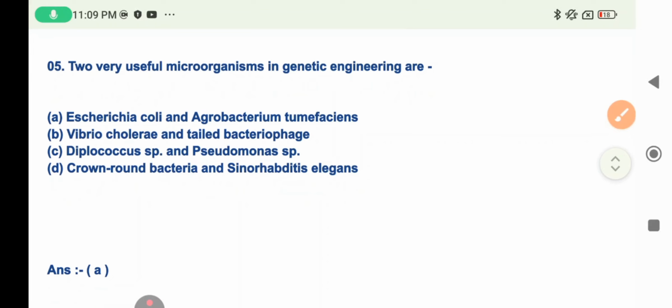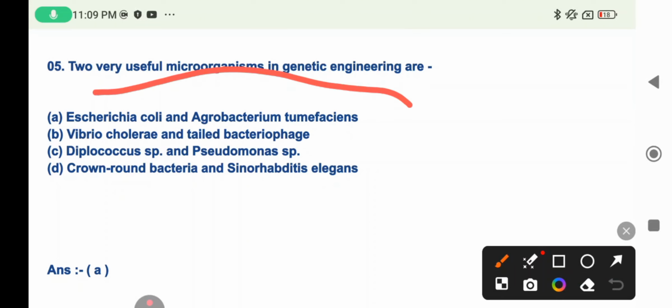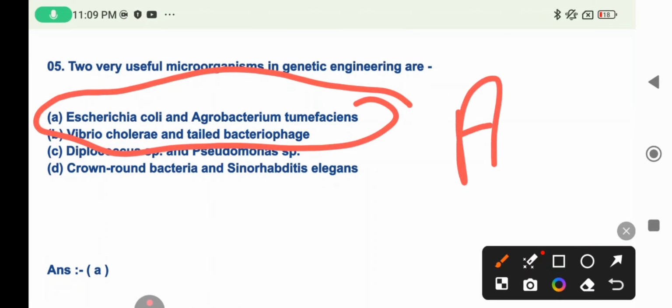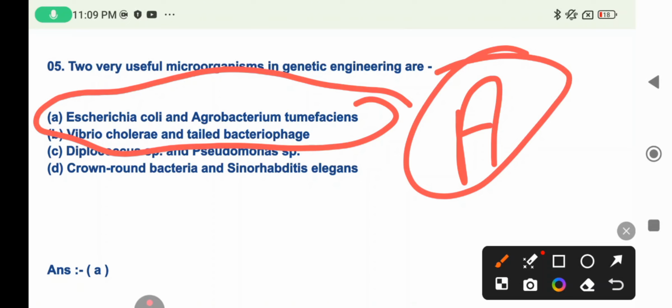Now move on question number 5. Two very useful microorganisms in genetic engineering are, and here the options: option A Escherichia coli and Agrobacterium tumefaciens, option B Vibrio cholerae and tailed bacteriophage, option C Diplococcus sp and Pseudomonas sp and option D crown gall bacteria and Caenorhabditis elegans. And the correct answer is option A Escherichia coli and Agrobacterium tumefaciens.